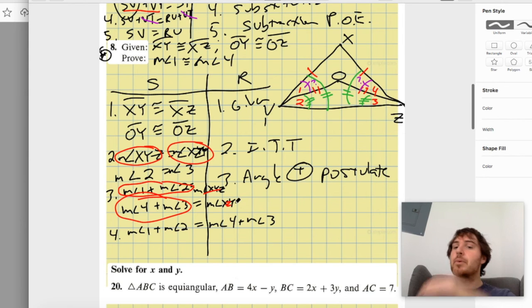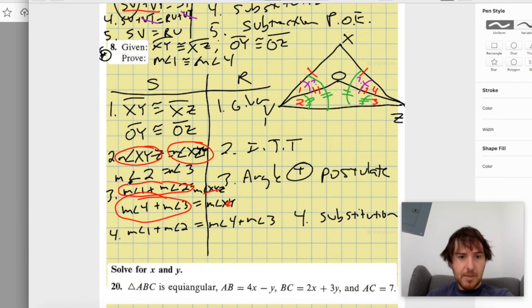Math can be messy, right? But as long as you're organizing in your head, that's the ultimate goal. It doesn't need to be pretty, just needs to be logical, okay? And this is the substitution property. Okay, because what we're doing is we're substituting this into here, right?